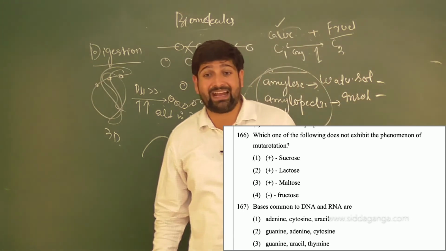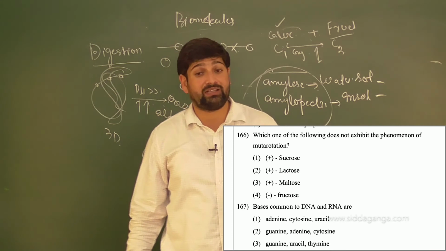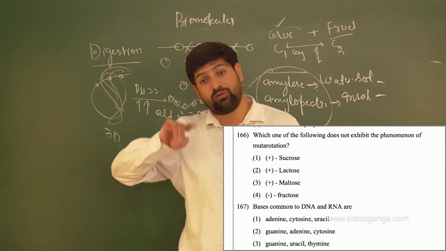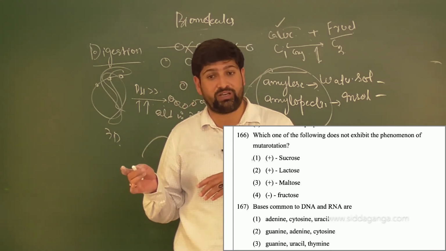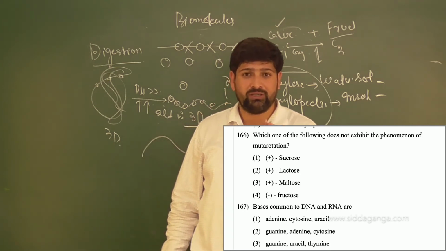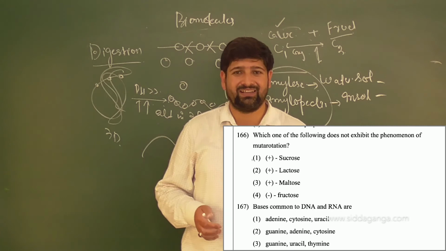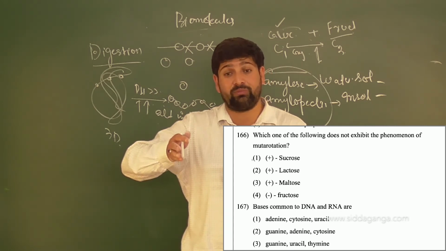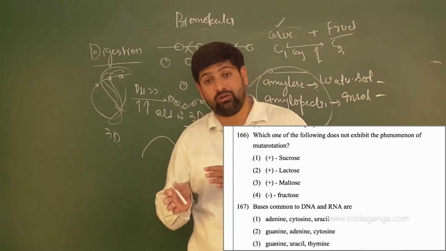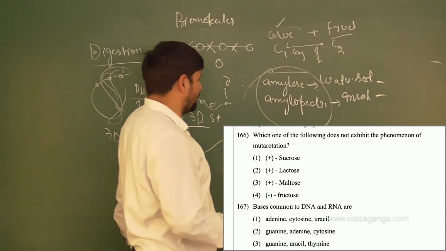Option 2 is lactose. It will definitely show, because in lactose the linkage is from 1,4. One of the anomeric carbons will be free. It will be able to show the reaction. Similarly for maltose, alpha D glucose, that also will show mutarotation. Correct, because one of the anomeric carbons is free. That anomeric carbon can easily undergo reaction. Say, look at the maltose.